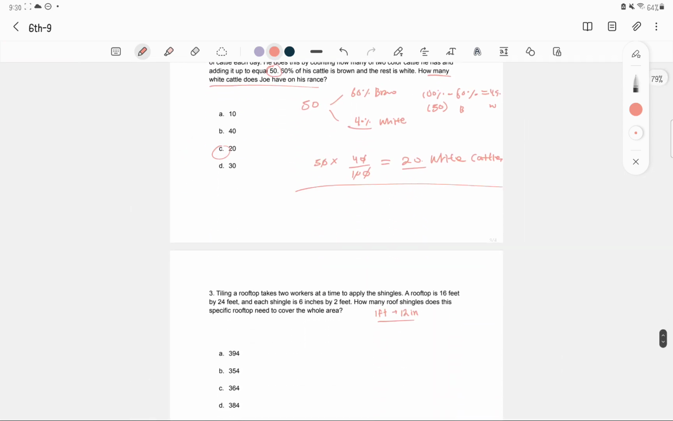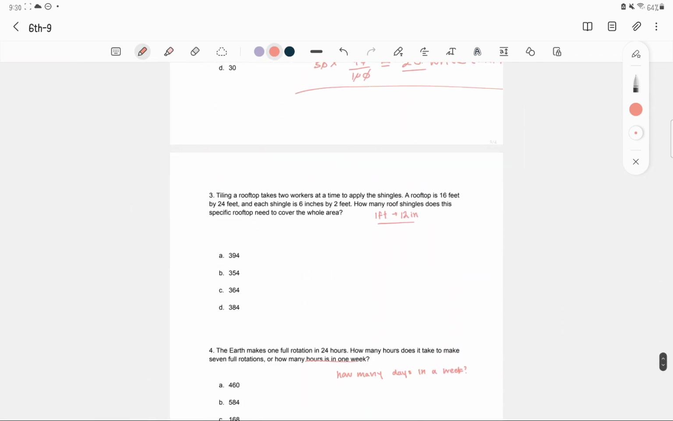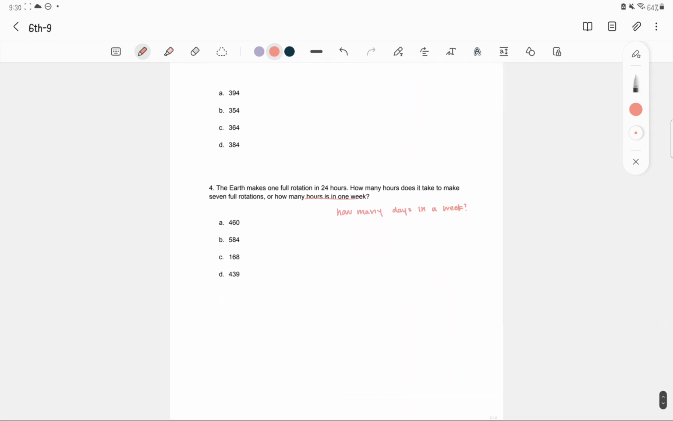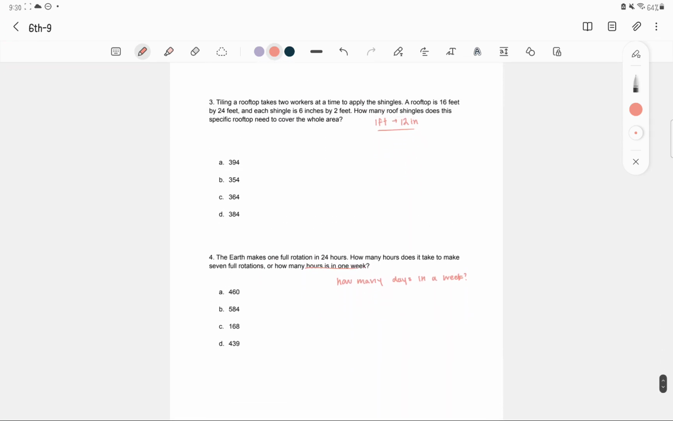This is just percentage and ratios. The other word problems are simply similar to what we have been doing. So don't forget that 1 foot is 12 inches. And for number 4, you have to make sure you know how many days are in a week.